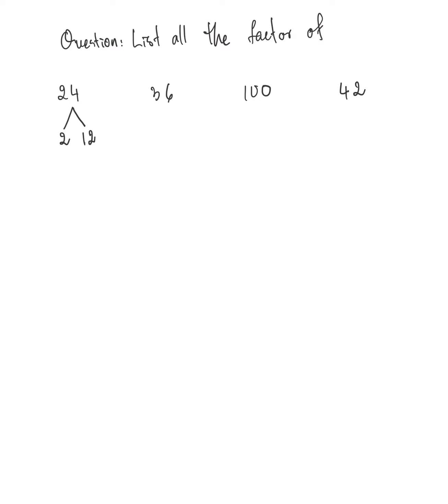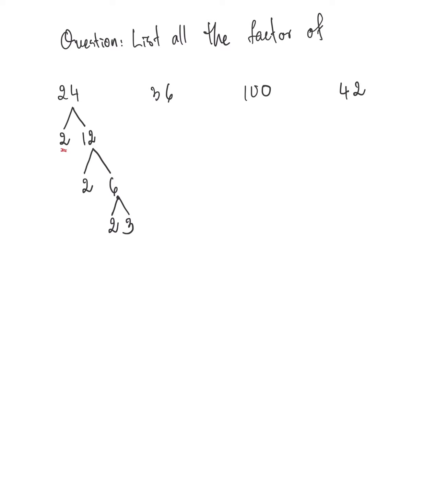Now since 2 is a prime number, because it's divisible only by itself and 1, I'm going to think about 12. 12 is not yet a prime number, so I'm going to continue to the next step. Let's say 12, what multiplied by what gives 12? I'm going to say 2 and 6. Now 6 is not yet a prime number, so I'm going to continue. What multiplied by what gives 6? I'm going to say 2 again. 2 multiplied by 3 gives 6.